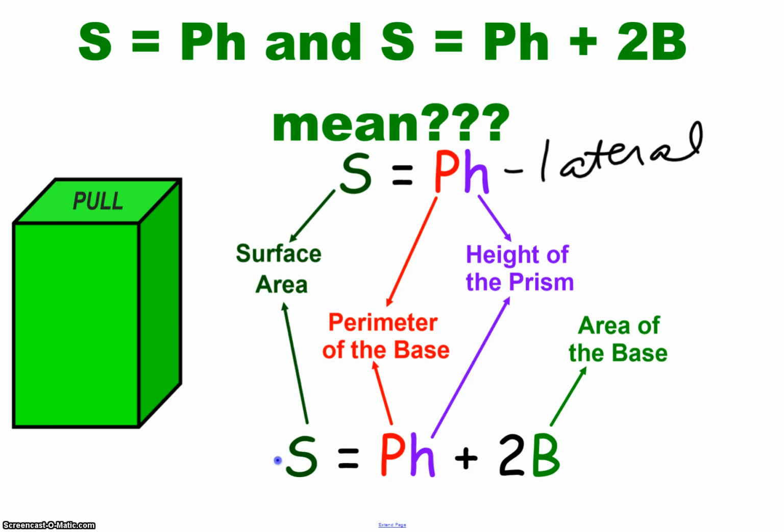For total surface area, all the letters represent the same thing, except now we add two times the area of the bases. Remember, we don't say big P or big B. We say perimeter of the base for big P, and we say area of the base for big B.